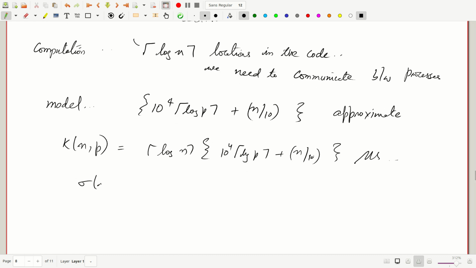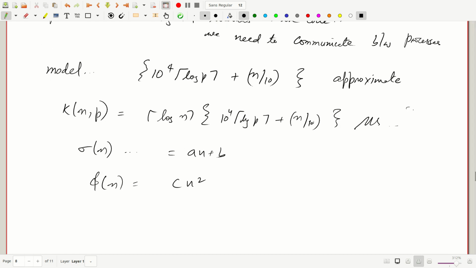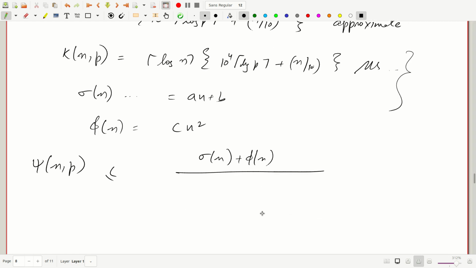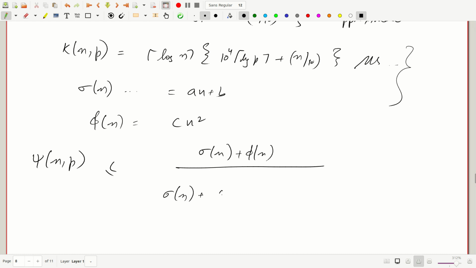Now we have already introduced a model for sigma n, which is equal to a n plus b, and a model for our phi of n, that is basically c n square. Now we have all of these things, so we can just go ahead and calculate psi of n, p by definition: sigma n plus phi of n, divided by sigma n plus phi of n divided by p, plus kappa of n, p. Okay, so let us try to do that in a different program.